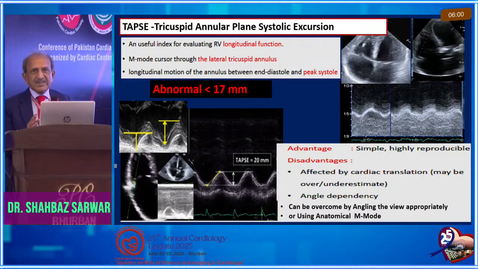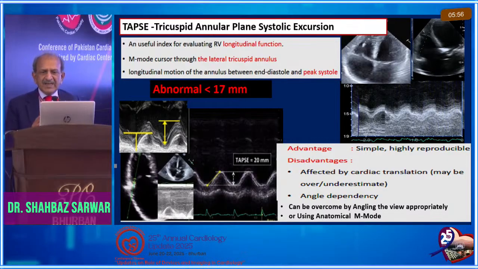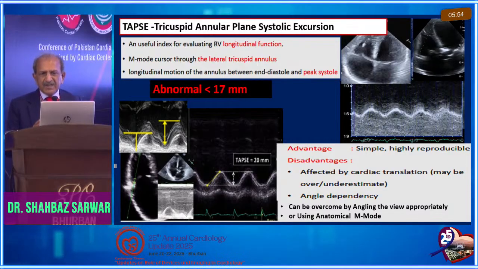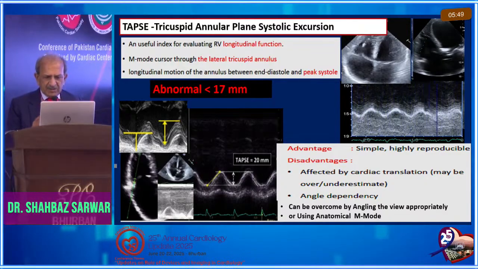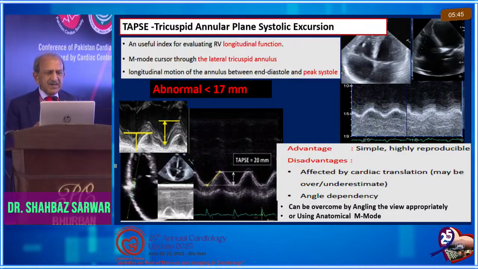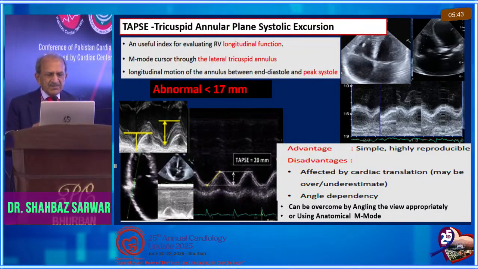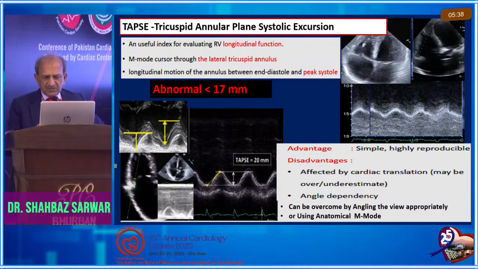So an important thing is that we must do the TAPSE very properly. We have to align the angle very properly, and if we can use anatomical M mode to measure it properly, that would be nice. And similarly, a very dense echo of the tricuspid annulus should be used for measurement.